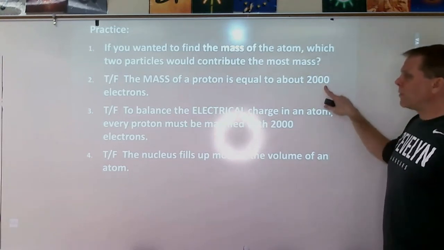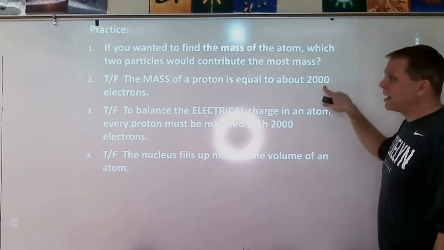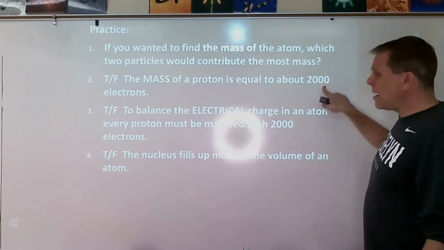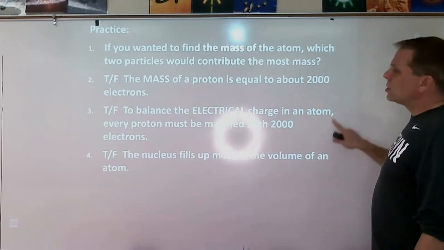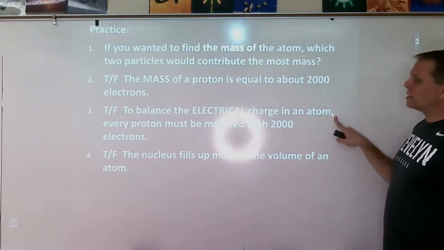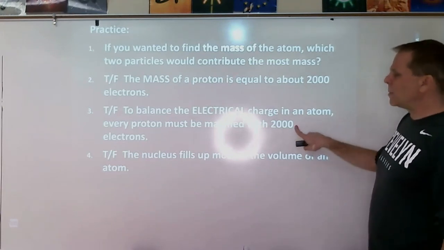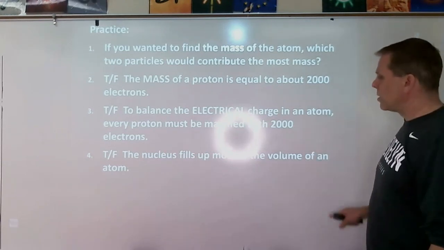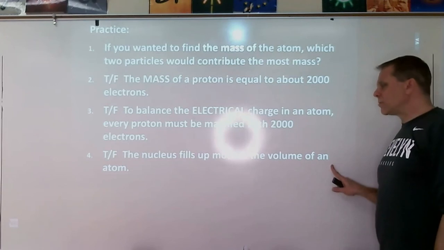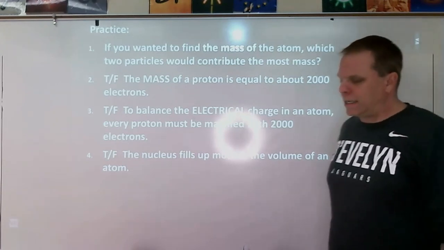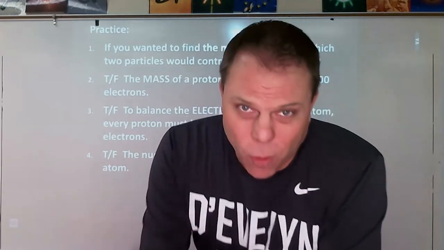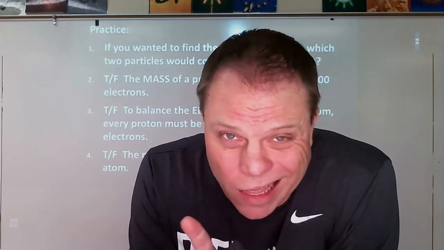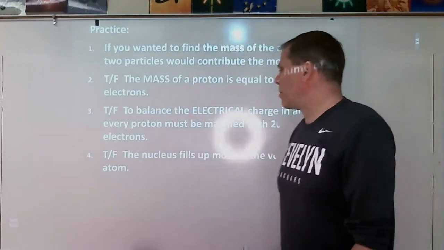True or false? The mass of a proton is equal to about 2,000 electrons. Yeah, that's about right. Okay, it's actually 1,840. True or false? To balance the electrical charge in an atom, every proton must be matched with 2,000 electrons. No, it's a 1-to-1 ratio for charge. True or false? The nucleus fills up most of the volume of an atom. Right? We learned it last lecture. What is it that makes up most of the volume? Nothing. Empty space makes up most of the volume of an atom.